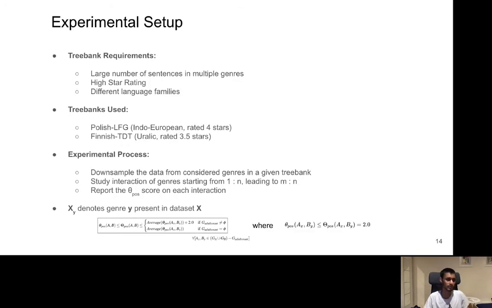For the experimental setup, we required a large number of sentences in multiple genres, and we selected treebanks with high star rating from different language families. For this one, we use Polish LFG, Indo-European 4 stars, and Finnish TDT treebanks, Uralic and 3.5 stars. Again, we downsample the data from individual genres in a given treebank. It was an optional step earlier, but this one is not optional, because over here we want to make sure that there's no size difference. With the size difference not coming in, we can focus on just the genre. Now we study the interaction of genres starting from 1:n.